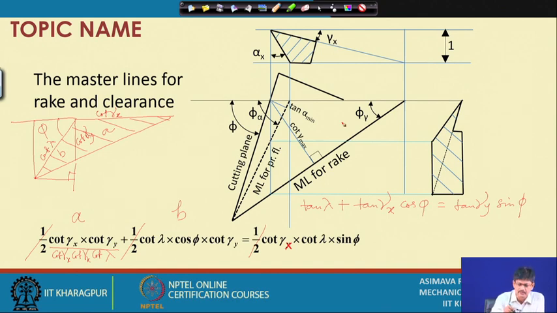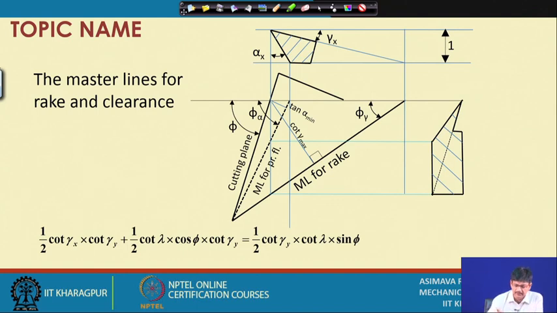So, with this knowledge, there will be some other exercises which I can offer you regarding the master line method, which I will be putting in the multiple choice questions or sharing with you through some uploaded multiple choice questions. Okay, let us now move on to the next topic.